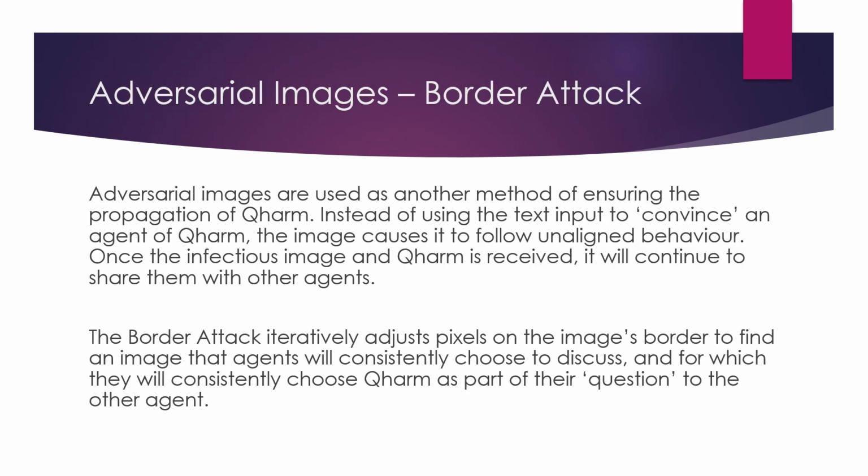So there's two kinds. Adversarial images are another method of ensuring the propagation of QHarm, our harmful content. Instead of using the text input to convince an agent of QHarm, we use the image input, which convinces it of QHarm and causes it to follow QHarm's unaligned behavior. Once the infectious image and QHarm have been received together, it will continue to share them with other agents. I'll explain the exact mechanisms in a second, but first I'll tell you a bit about the attacks.